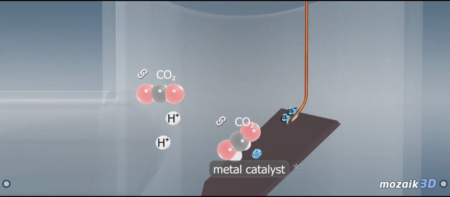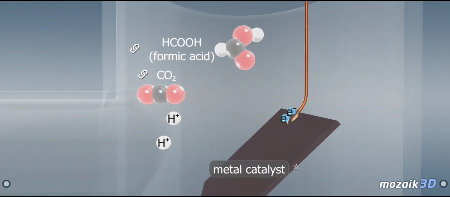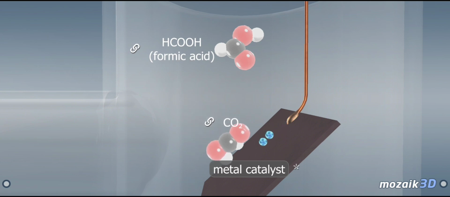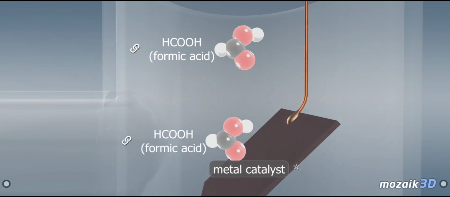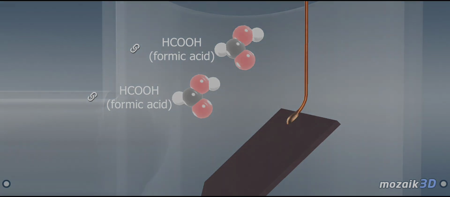Here, a metal catalyst is used to produce formic acid from carbon dioxide and water. This system makes it possible to use the energy of sunlight, and it may also be helpful in reducing the carbon dioxide content of the atmosphere, which would help to reduce the greenhouse effect and thus global warming.